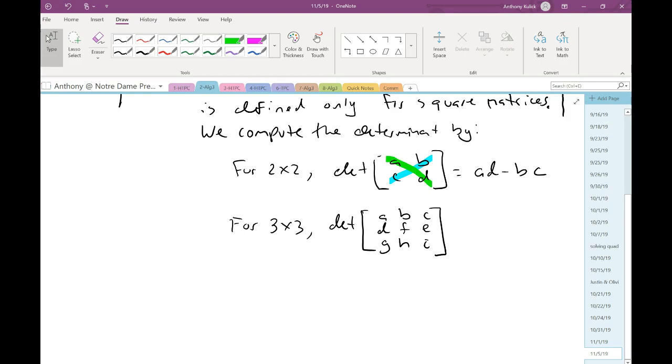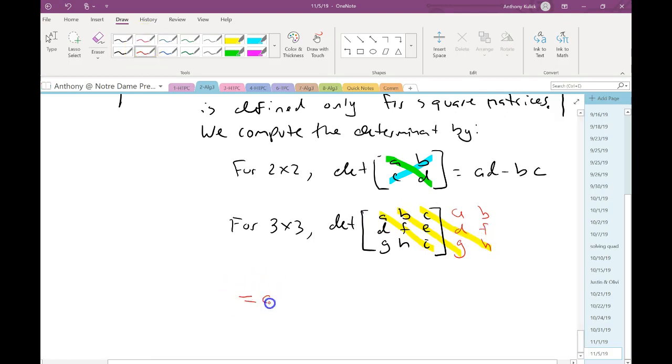So this method I'm about to show you is called the diagonals method. It's going to start by recopying the first two columns on the right side of my matrix. And then I'm going to multiply the three downward full diagonals, and then I'm going to subtract the three upward diagonals. So that's my formula.